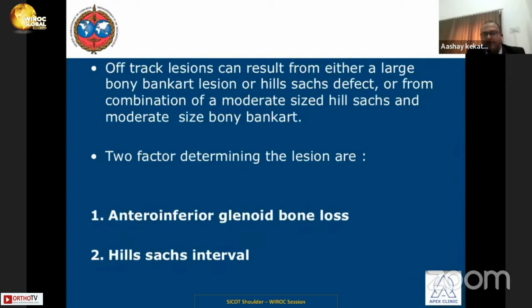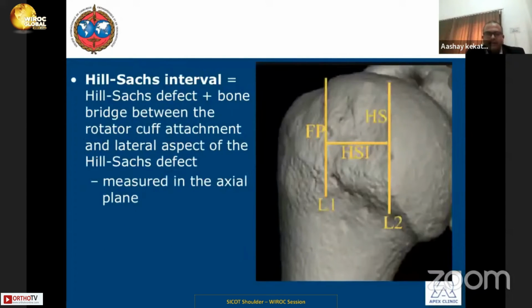Off-track lesions can result from either a large bony Bankart lesion or a Hill-Sachs defect, or from a combination of a moderate-size Hill-Sachs and a moderate bony Bankart. The two factors determining the lesions are the anterior inferior glenoid bone loss and the Hill-Sachs interval. The Hill-Sachs interval is the width of the Hill-Sachs defect plus the bony bridge between the rotator cuff attachment and the lateral aspect of the Hill-Sachs defect, and it is measured in the axial plane.